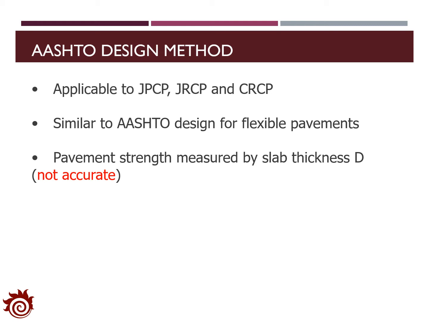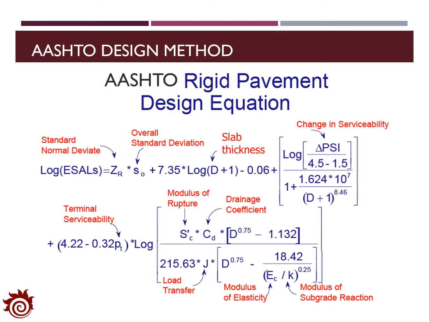The procedure of the rigid pavement design with the AASHTO method is very similar to the one applied for the flexible pavement. Usually in the design of the rigid pavement, the most important component we have to estimate is the slab thickness, which will also determine the pavement strength to support the traffic loadings. In the rigid pavement design, it's very important for us to estimate the traffic loadings, which is usually measured as ESALs.